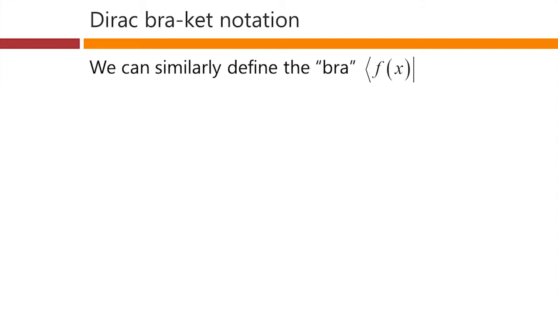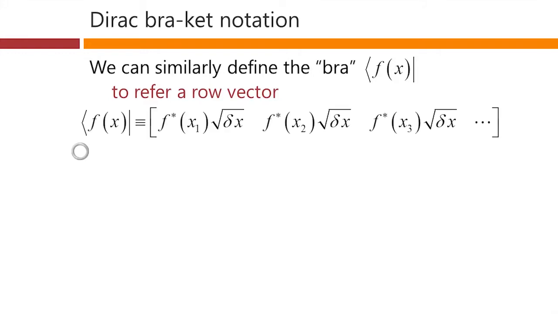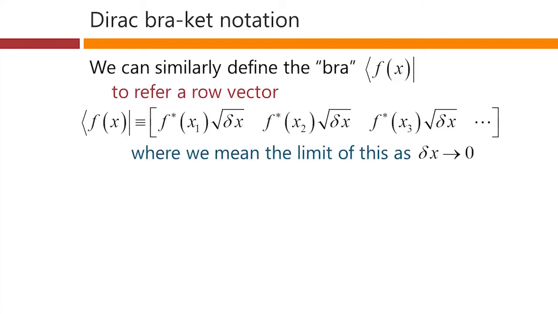We can similarly define the Bra version of the same function, and this refers to a row vector. So instead of a column, a row. And so this Bra version would represent the same function. We've still got our delta x's in here in the square roots, and we've got the f of x1, but note that we have the complex conjugates in here. And again, we mean the limit of this as delta x goes to 0.